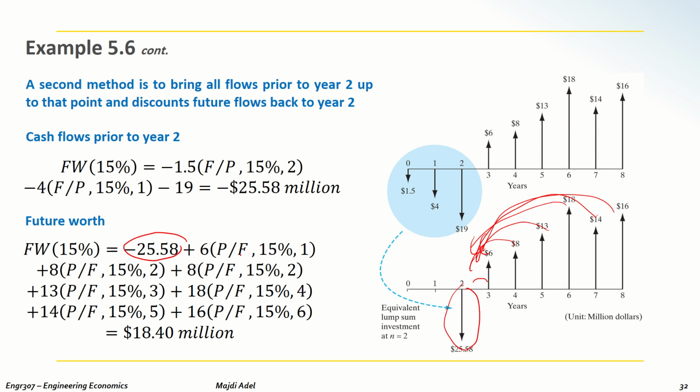The 6 million is for one interest period. The 8 million is for two interest periods. The other 8 million is repeated. The 13 million for 3 interest periods, the 18 million for 4 interest periods, the 14 million for 5 interest periods, and the 16 million for 6 interest periods, and we will get the same answer, which is $18.4 million.